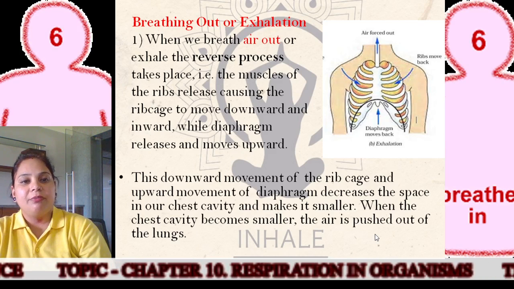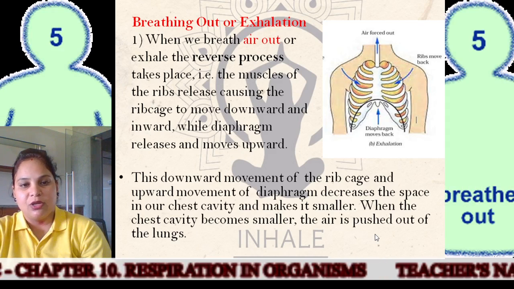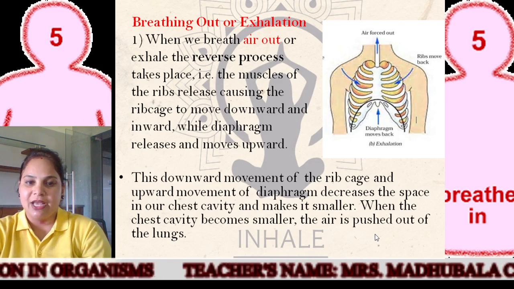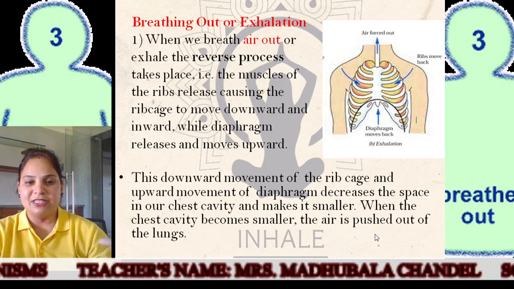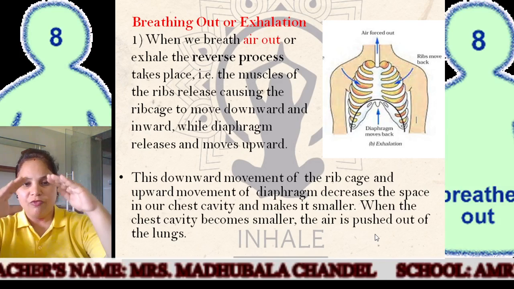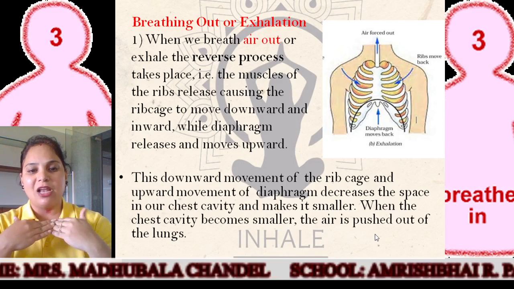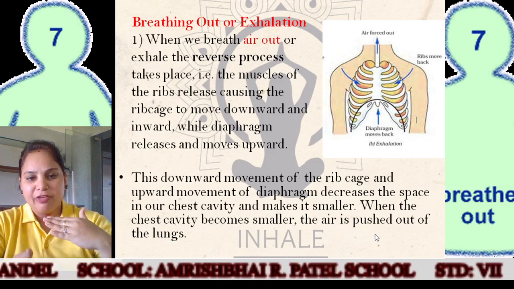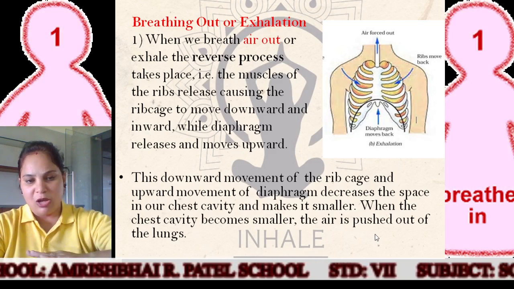Next we have breathing out, or exhalation. When we breathe air out, the reverse process takes place. The muscles of the ribs relax, causing the rib cage to move down. When we have to expel air, the diaphragm will move up and the chest will move down. So what will happen?